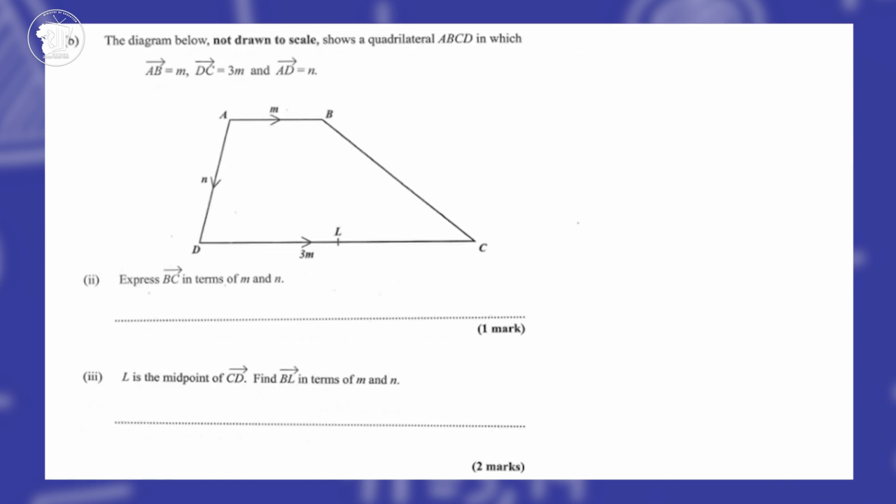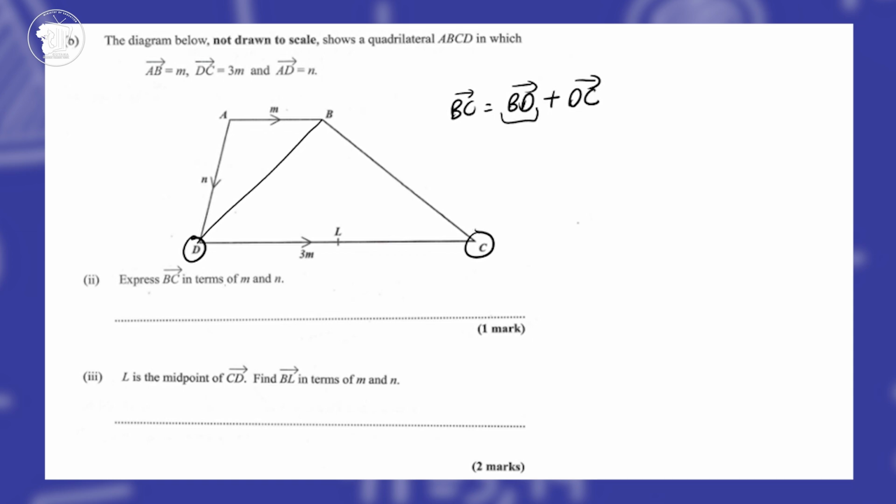And the next set of questions is, express BC in terms of m and n. So we want BC in terms of m and n. So BC will be from B to C. How can we move from B to C? So we see we can move from B to D. So we can say BC is equal to BD, and then we move from D to C, plus DC.